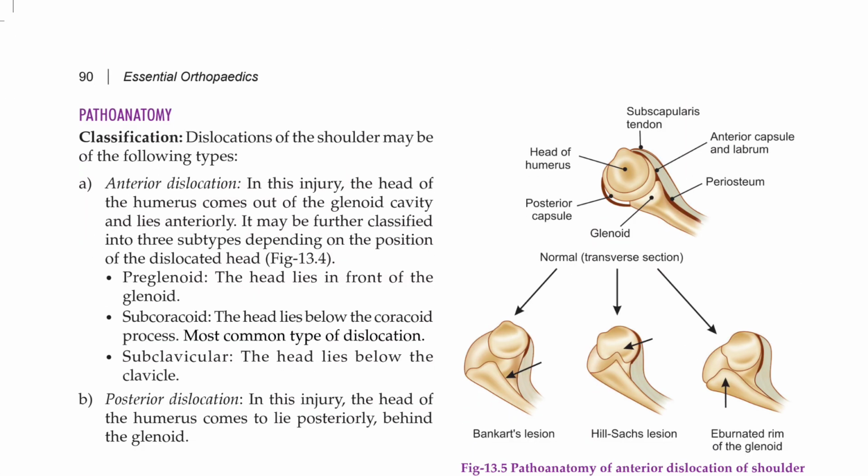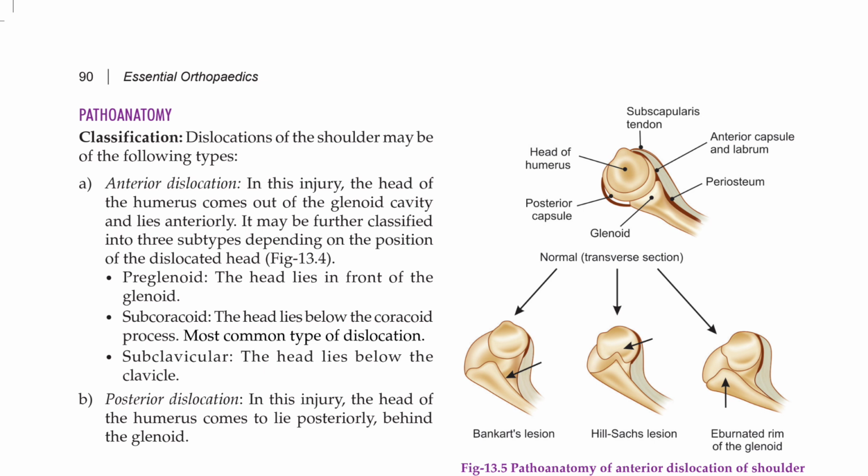Okay? Then we will study pathoanatomy and classification. Dislocation of the shoulder may be of the following types. Number 1, anterior dislocation. In this injury, the head of humerus comes out of the glenoid cavity and lies anteriorly. It may be further classified into 3 types depending on the position of the dislocated head.